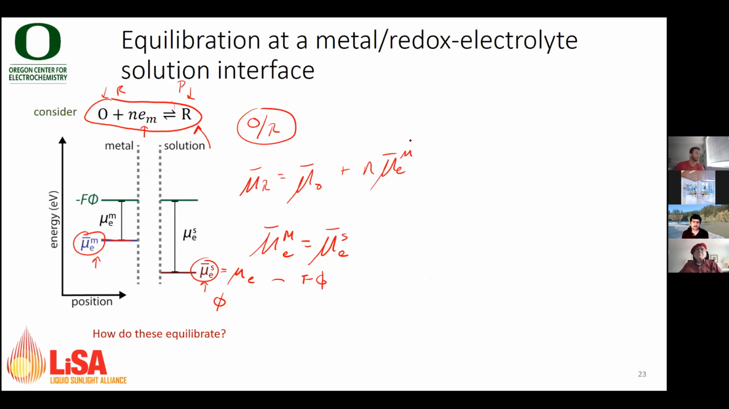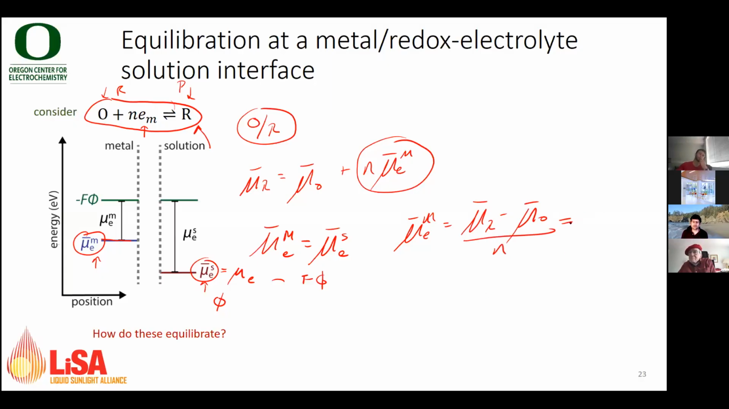Okay, you see that? So I can define the Fermi level of electrons in the metal in terms of mu bar O and mu bar R. This is really powerful way to think through this stuff. So I can write that mu bar of the metal is going to equal (mu bar R minus mu bar O) over n. And because these have to equilibrate, we can define this as mu bar of the electron in the solution.